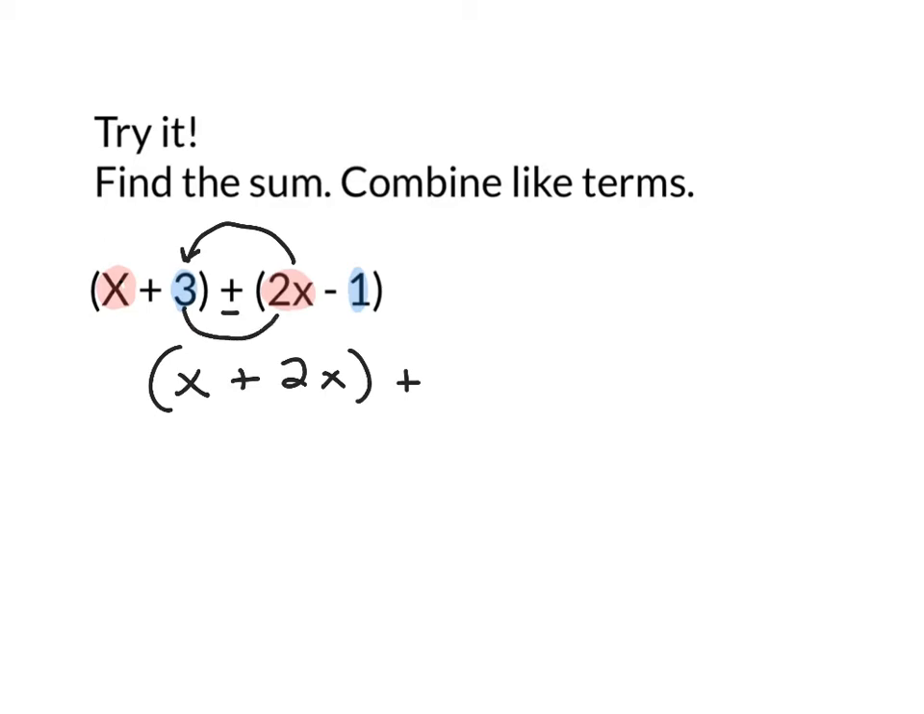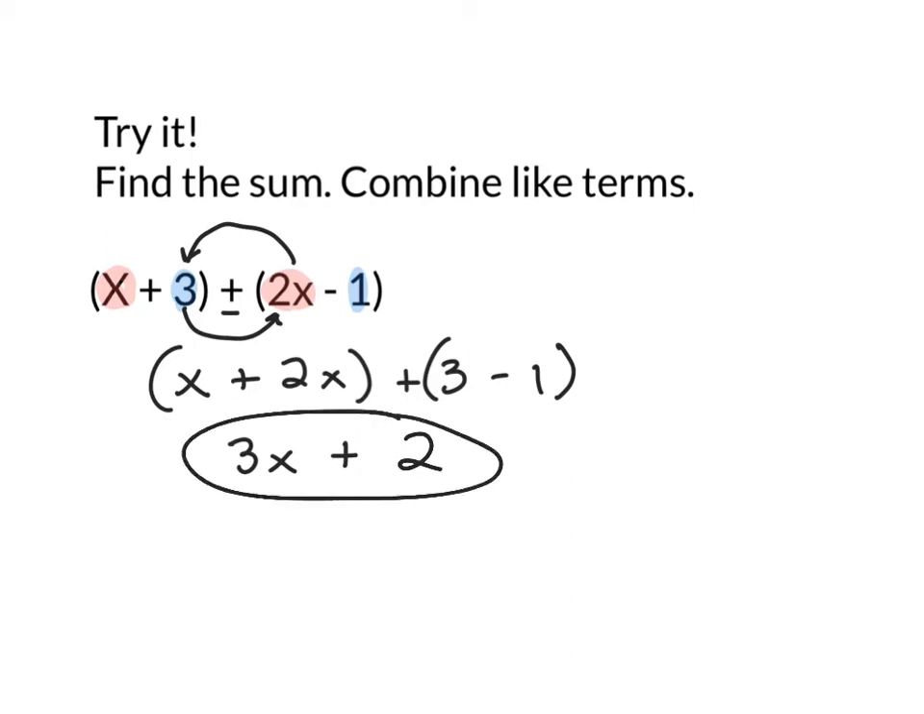Remember, this 3 has moved over here, again, using that commutative property. So we have 3 minus 1, and we can put that expression within parentheses. Now, solve the sum. x plus 2x. We solve for the sum by writing 3x, plus 3 take away 1. That equals 2. So 3x plus 2 is the sum of this linear expression.